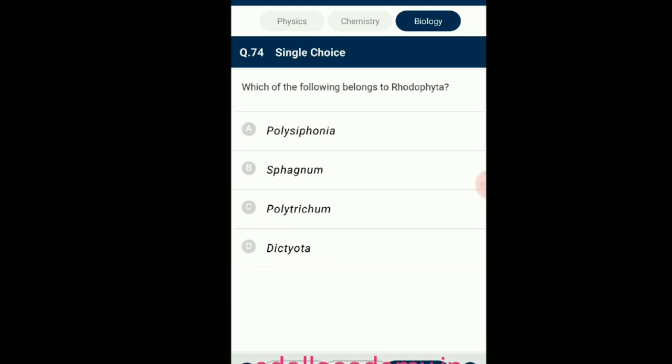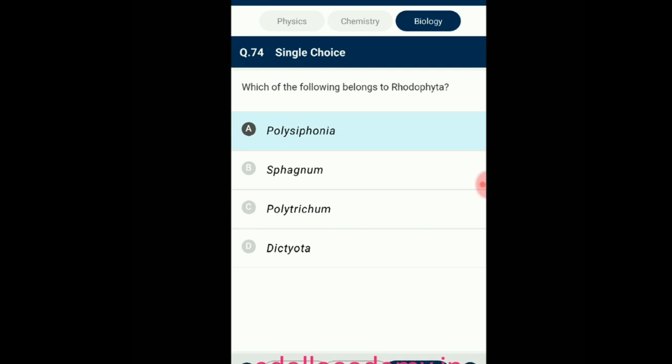Question number 74. Which of the following belong to Rhodophyta? Polysiphonia is a species of red algae. Sphagnum includes members known as peat moss. Polytrichum is a genus of mosses which contain members commonly known as hair mosses. Funaria mosses belong to the family Funariaceae. So the answer for this question is option A.